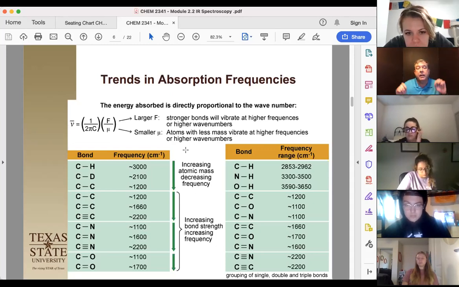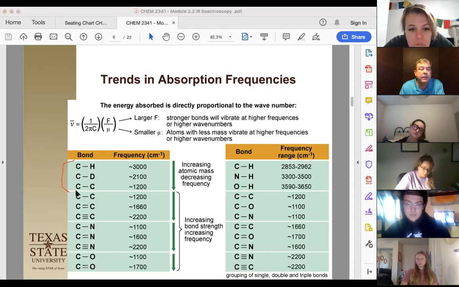Now let's take an example from that and look specifically at this set of atoms here. If we go from carbon and hydrogen, have that bond there, our frequency is 3,000 wave numbers. So that's a high frequency, right? Because we have a light atom and a heavy atom.